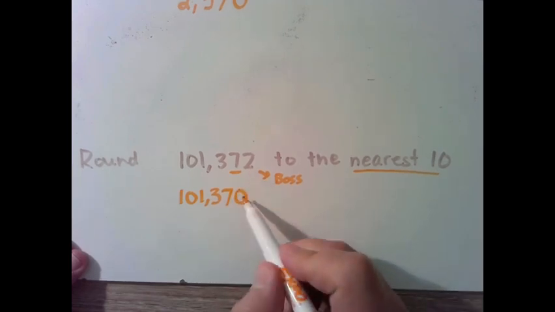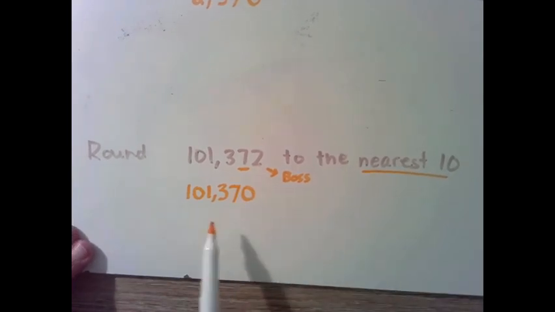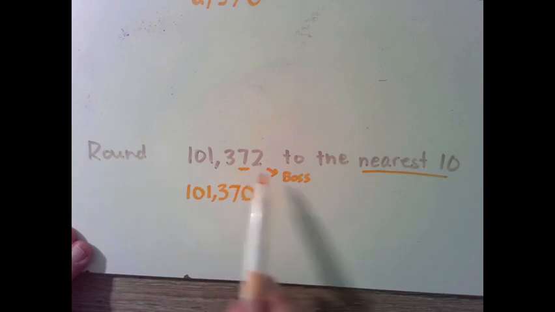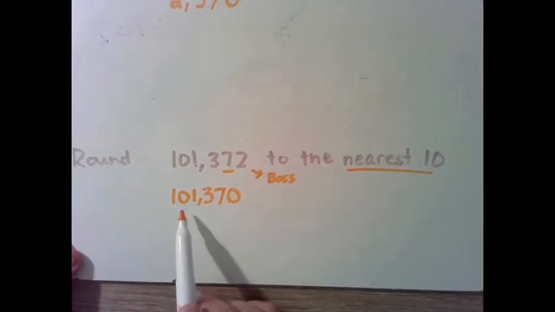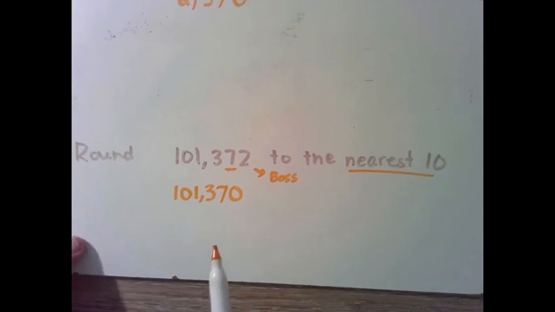All right, so that 2, I changed it to a 0. So again, this is the answer. 101,372 to the nearest 10 is 101,370.